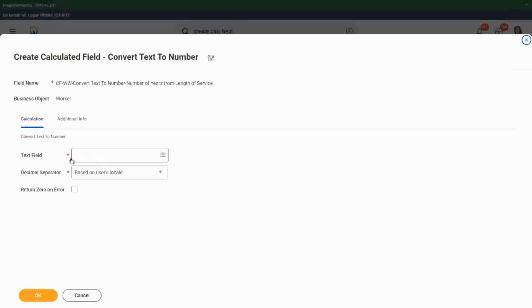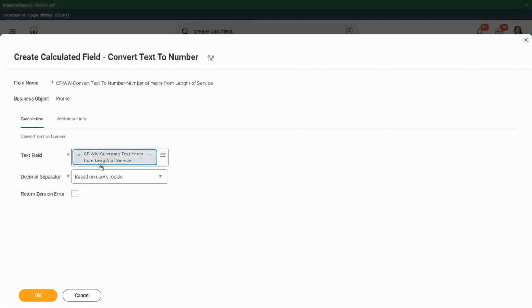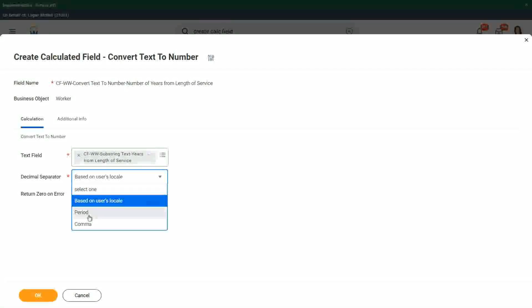Now, when we are doing it, you see again, let's put the text field. Right. And then, if it has a decimal, we would have to choose what is the decimal format. What is the decimal separator? Are you going to use a dot or a comma? A period means a dot.